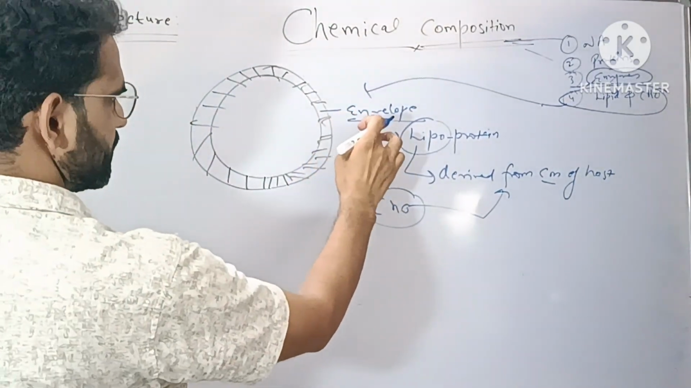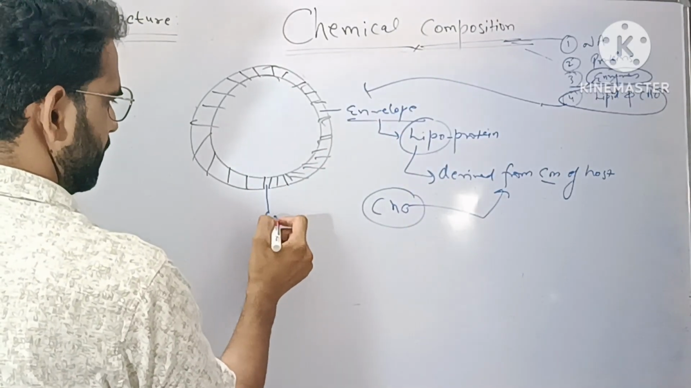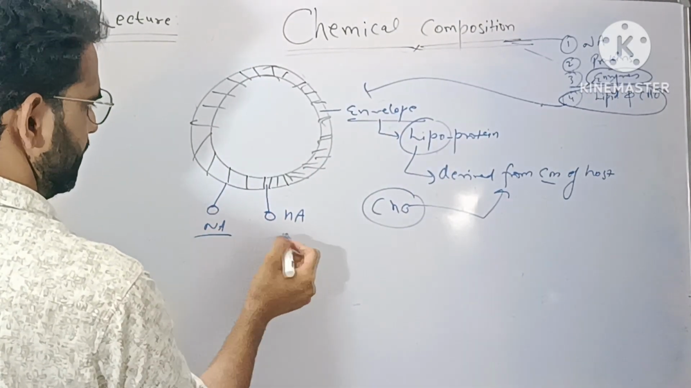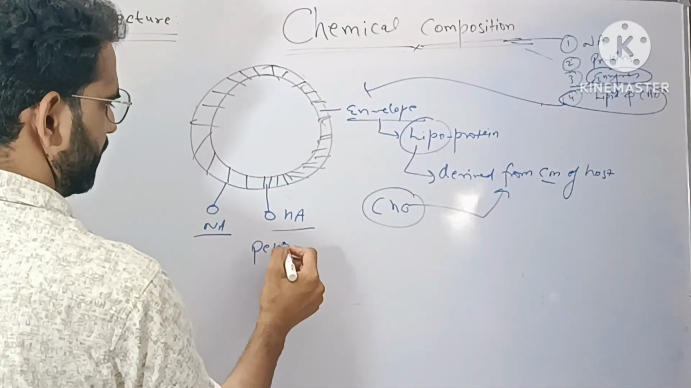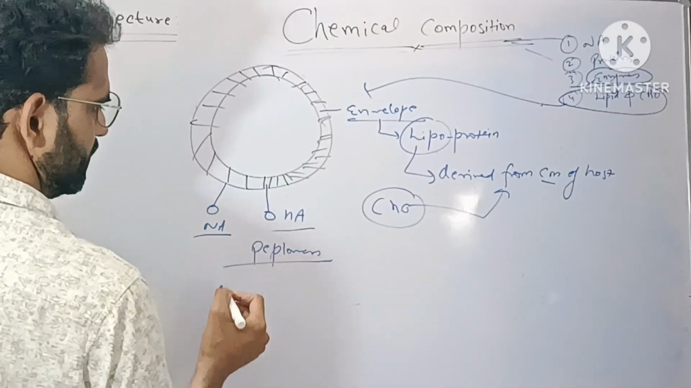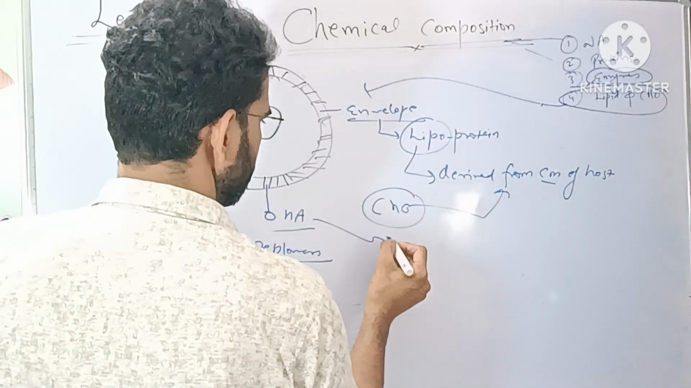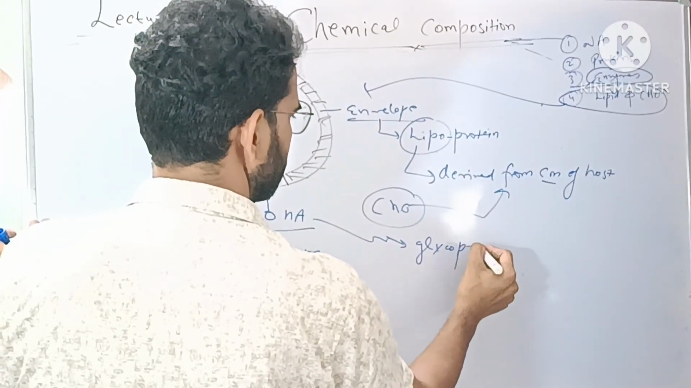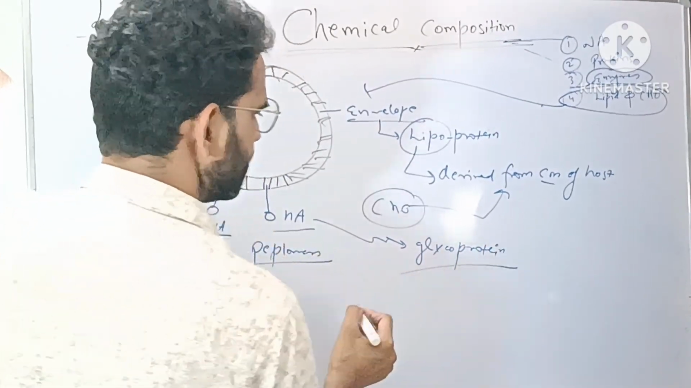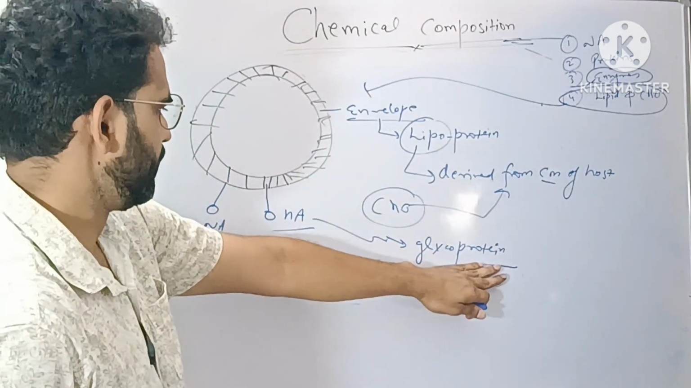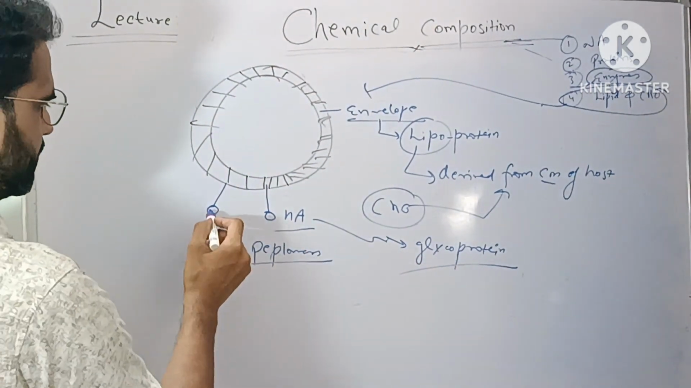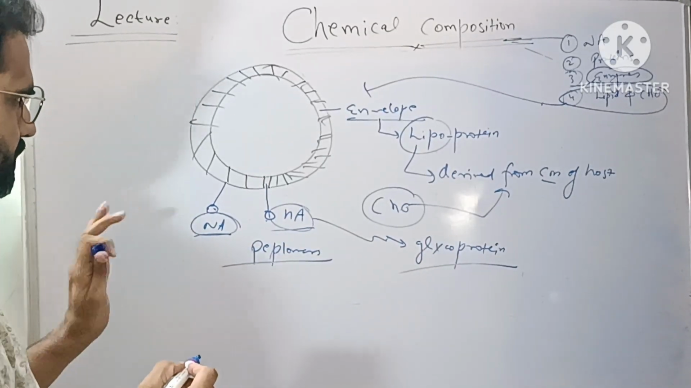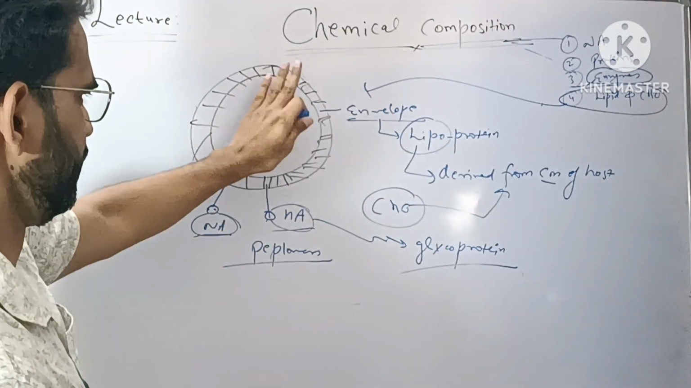Then the subunits of this envelope, HA and NA, are known as peplomers. Chemically their composition is glycoprotein. They are glycoproteins. So now we'll discuss the role of these two peplomers, which are a part of the envelope.